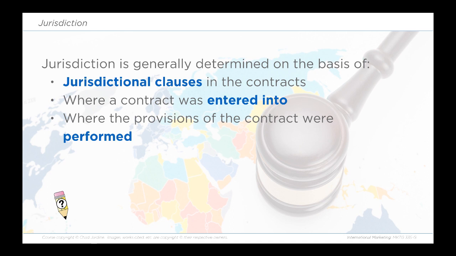Or it may be where the contract was performed. So maybe we agreed in the United States to go do a project in Spain, for example. Well, it may be because we did the work in Spain that the Spanish courts would have jurisdiction. But that's the first question you have to resolve. Which courts do we need to go to?